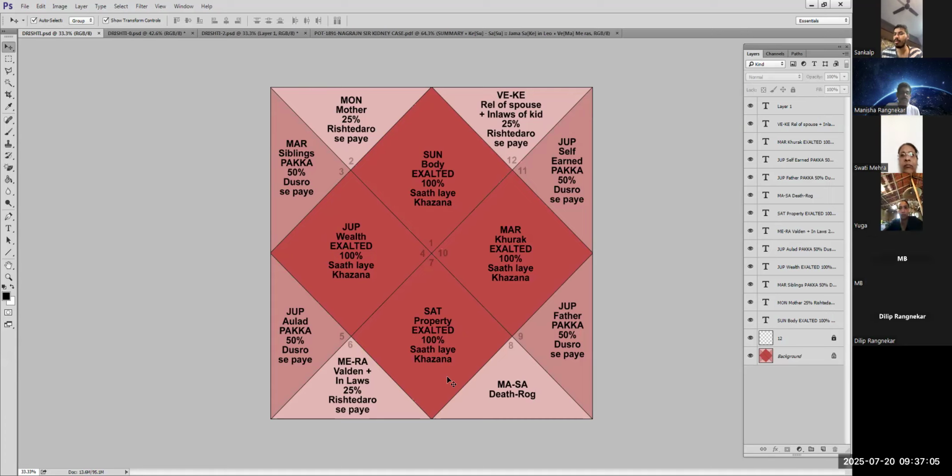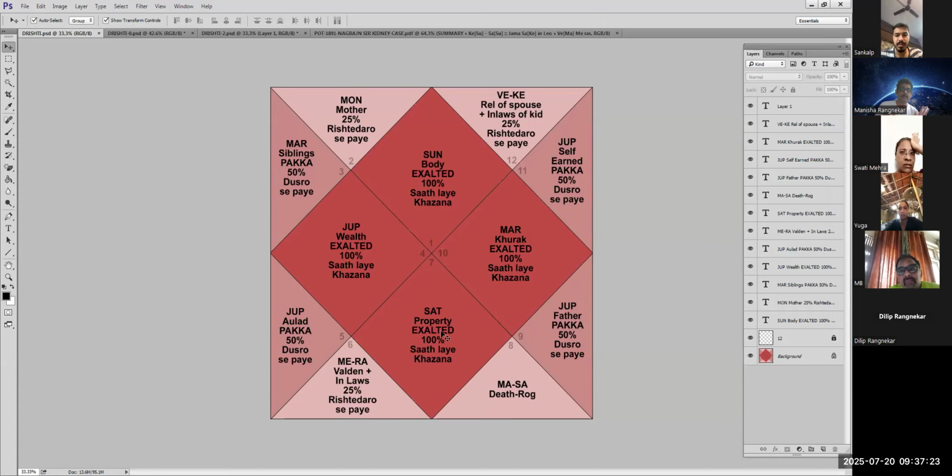Okay, sorry. So if you have to see that fellow's property, good, bad, whatever, you have to see it here. 10th house, the Mars, property. So property, in every aspect, do we only have to mention it from Lal Kitab?